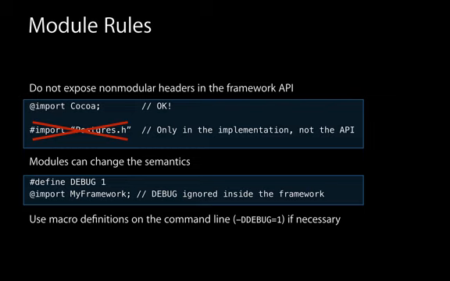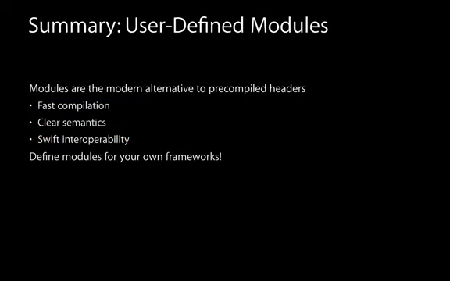Now, that limitation only applies to macros that are defined in the source code. So if you really want to do something like this, one alternative is to define the macro on the command line or in the Xcode build settings. So that is user-defined modules. It's really pretty straightforward in the common case. It gives you fast compilation, clear semantics, and a way of interoperating with Swift code.